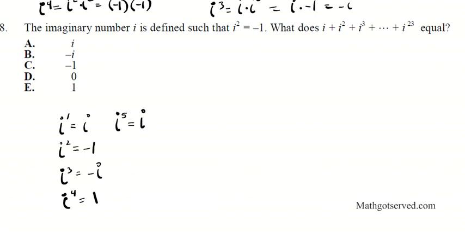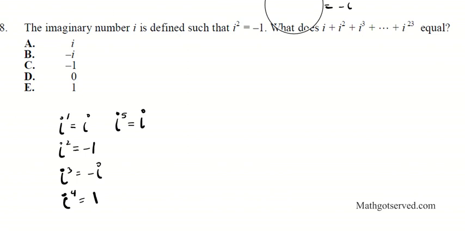Okay? So how on earth is that possible? How do I know that i to the fifth is the same thing as i? Oh, well, check this out. I to the fifth is i times i to the fourth, right? What is i to the fourth? I to the fourth is just 1, right? So you have i times 1, which is just i. Okay, so i to the fifth is i.